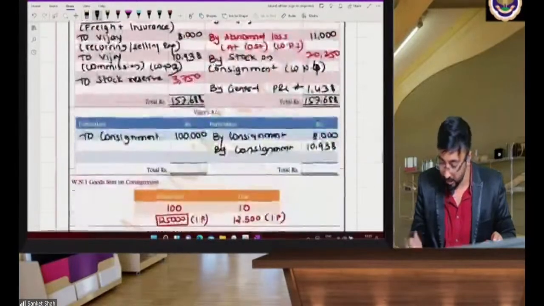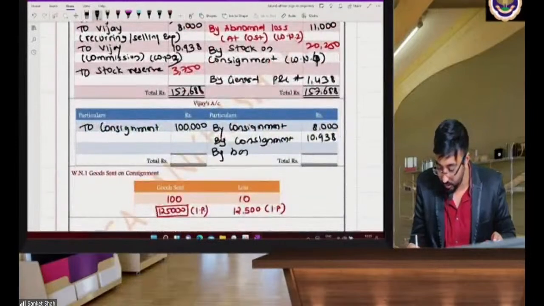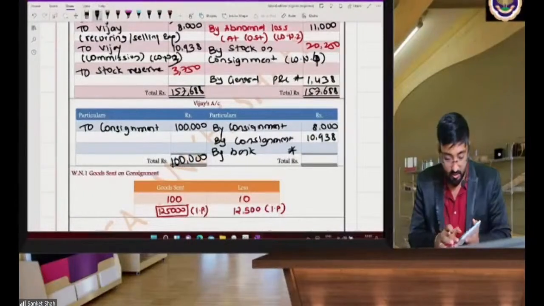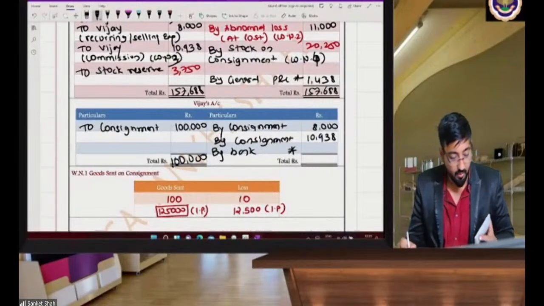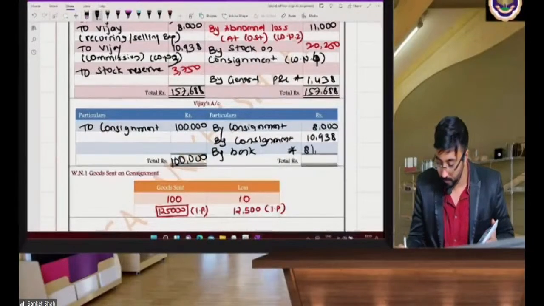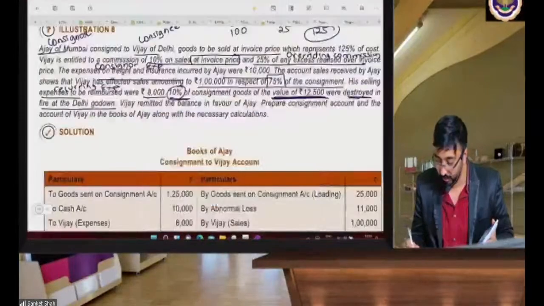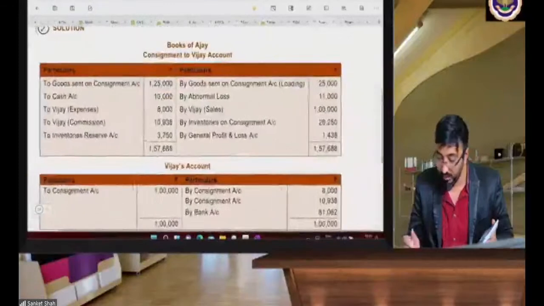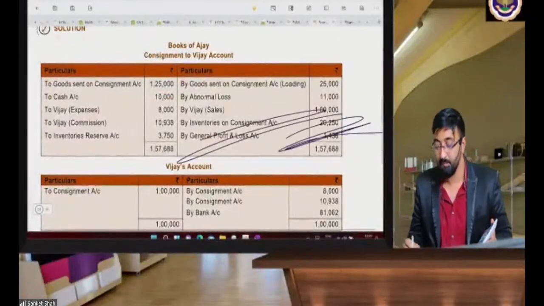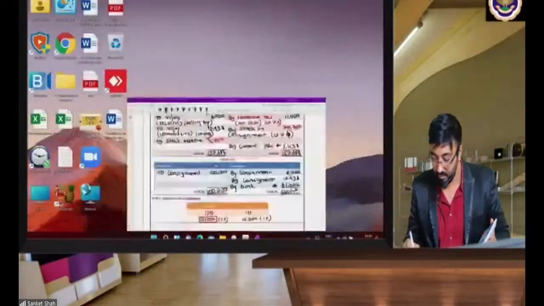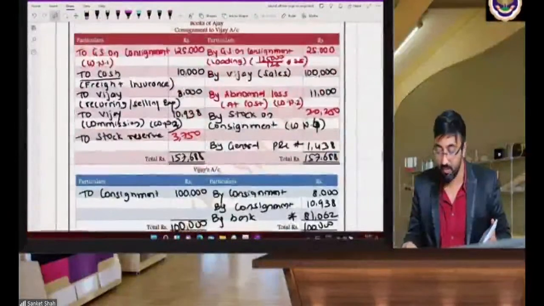And Vijay account by bank, because his account is settled, is given in the question. So 1 lakh 81,062. So let's check the answer. 1438 loss. I'm getting a loss. Yes, correct answer, 1438.